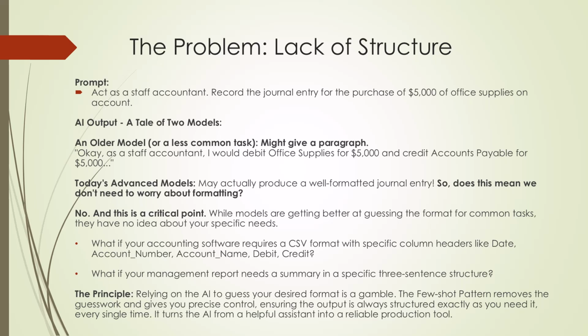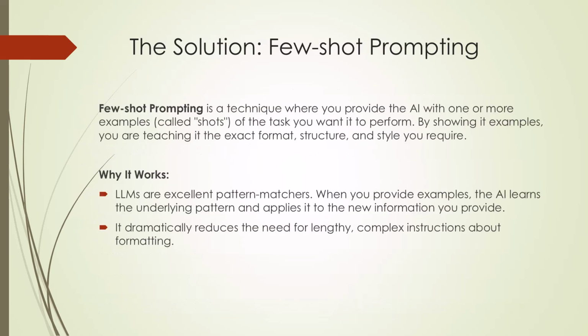The principle is this: relying on the AI to guess your desired format is a gamble. The few-shot pattern, which we are about to learn, removes that guesswork and gives you precise control. It ensures the output is always structured exactly as you need it, every single time, turning the AI from a helpful assistant into a reliable production tool. The solution to this formatting problem is a technique called few-shot prompting.